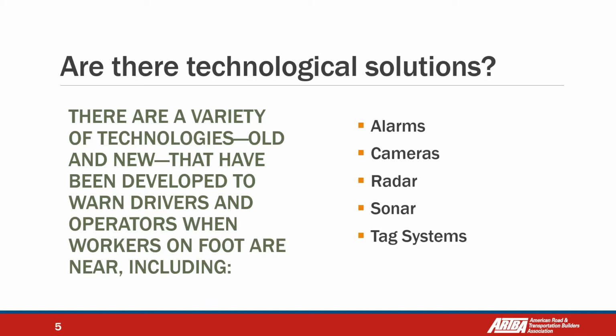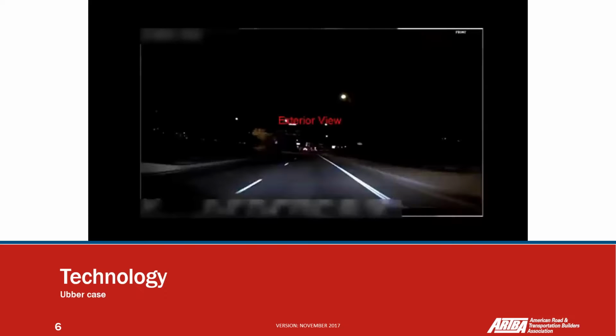There are a variety of technologies, old and new, that have been developed to warn drivers and operators when workers on foot are near, including alarms, cameras, radars, sonars, tag systems.